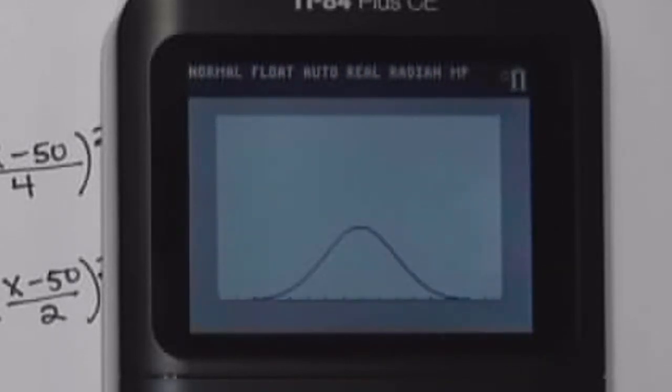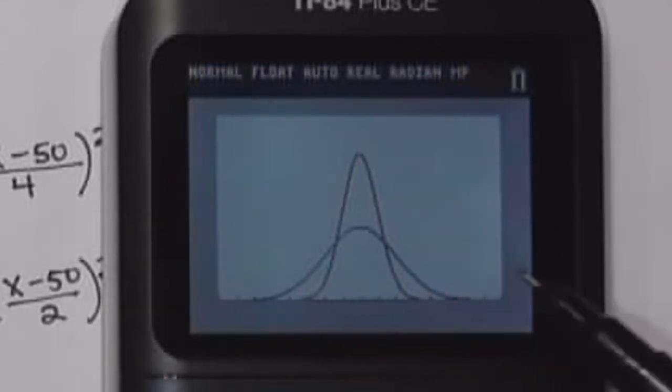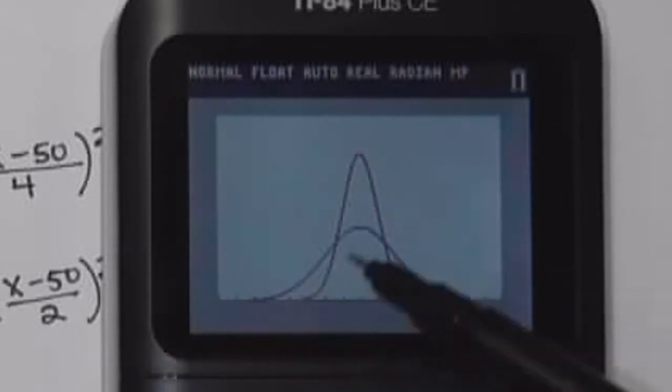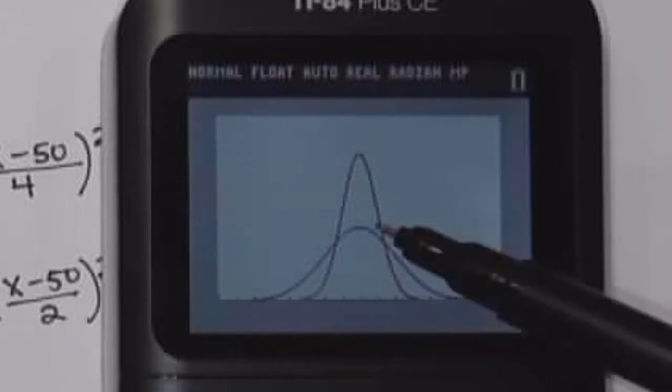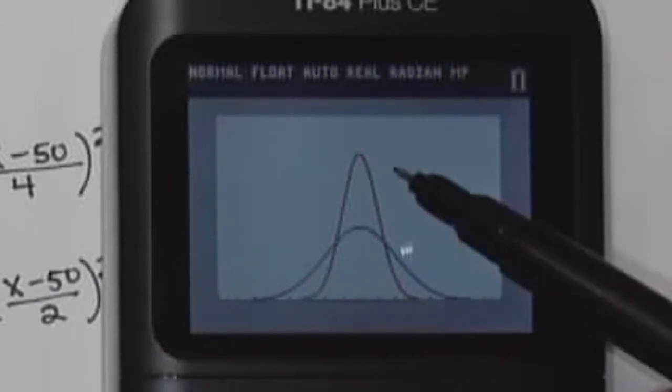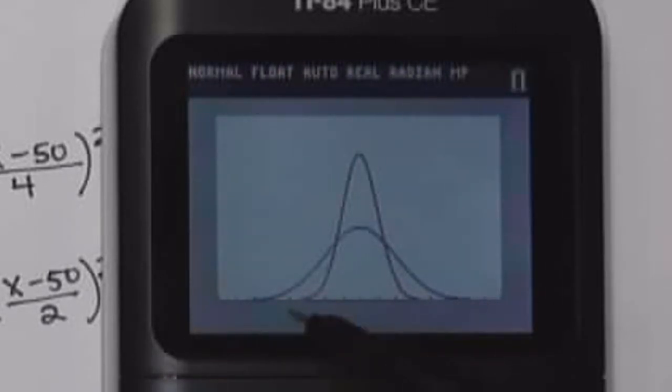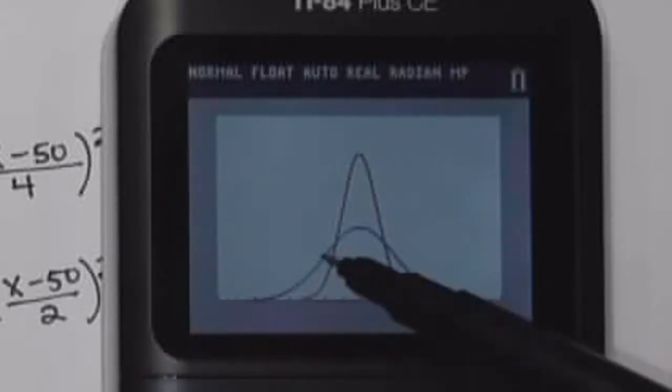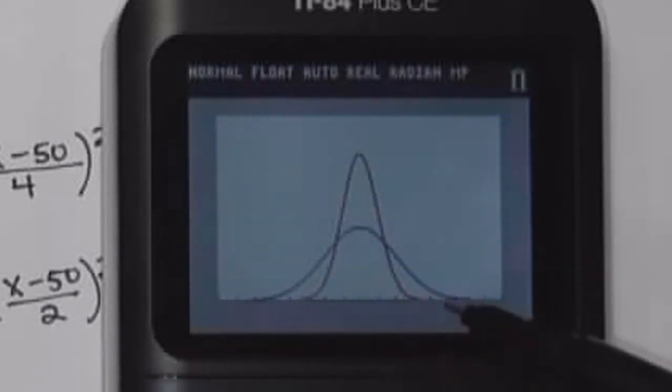And so if we look at the graph, notice that in this particular case we get a different normal curve. Notice that it is taller and skinnier than our original curve. That is because now the standard deviation is 2, which means this graph is less spread out than the original graph, the blue one that you can see here on my calculator screen. So the blue graph has a mean of 50 and a standard deviation of 4. The red graph has a mean of 50 and a standard deviation of 2.